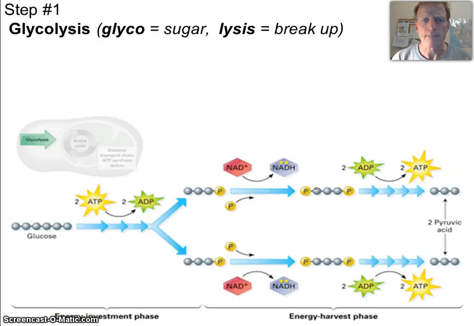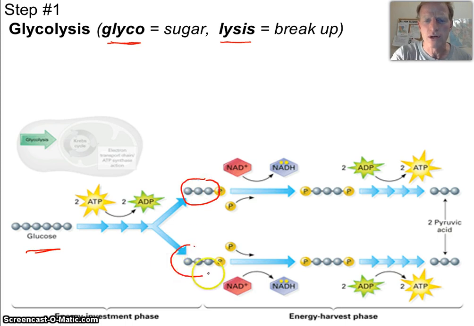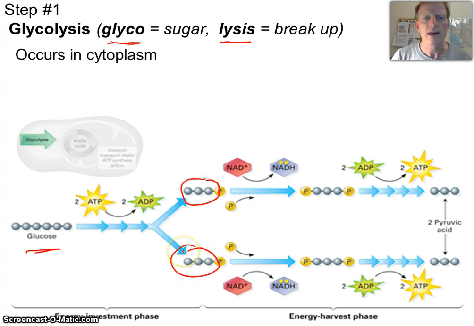Okay, so step one, when we start with a glucose molecule, the first thing we're going to do is called glycolysis. Glyco just means sugar, and lysis, as in lysosome or hydrolysis, means to break up, to split apart. So glycolysis is basically splitting a 6-carbon glucose into 2 3-carbon molecules called pyruvate. This occurs in the cytoplasm, so we're not yet in the mitochondria. This is just enzymes out in the cytoplasm chopping up glucose in half.